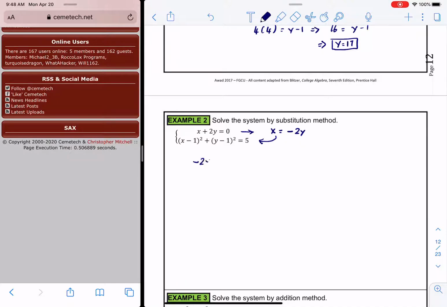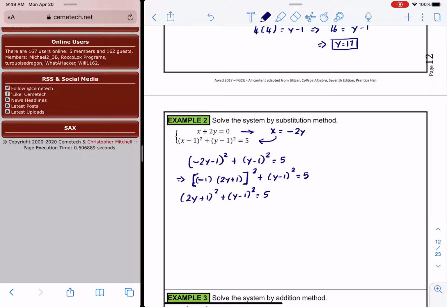So minus 2y minus 1 squared plus y minus 1 squared would equal 5. So I could simply FOIL it, but before I FOIL, I'm going to look at minus 2y minus 1. It has a minus 1 in common. So if I pull that out, I have minus 1 times 2y plus 1 squared, plus y minus 1 squared equals 5. The negative 1 when I square, it's going to become positive 1. So 2y plus 1 squared plus y minus 1 squared equals 5.